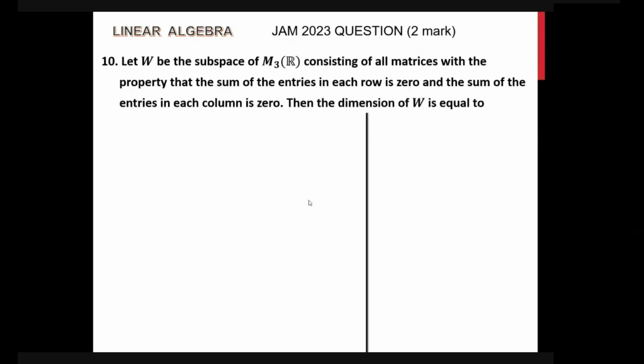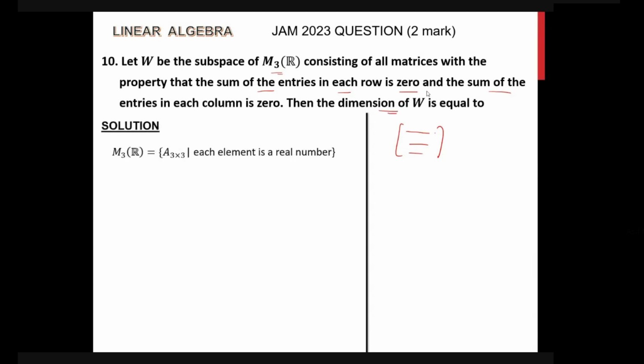Yes, sir. Okay. So now another question: W is a subspace of M3 consisting of all matrices with the property that the sum of the entries in each row is 0. So what is the property? The sum of the entries in each row is 0, and also the sum of the entries in each column is 0. I want to find out the dimension.